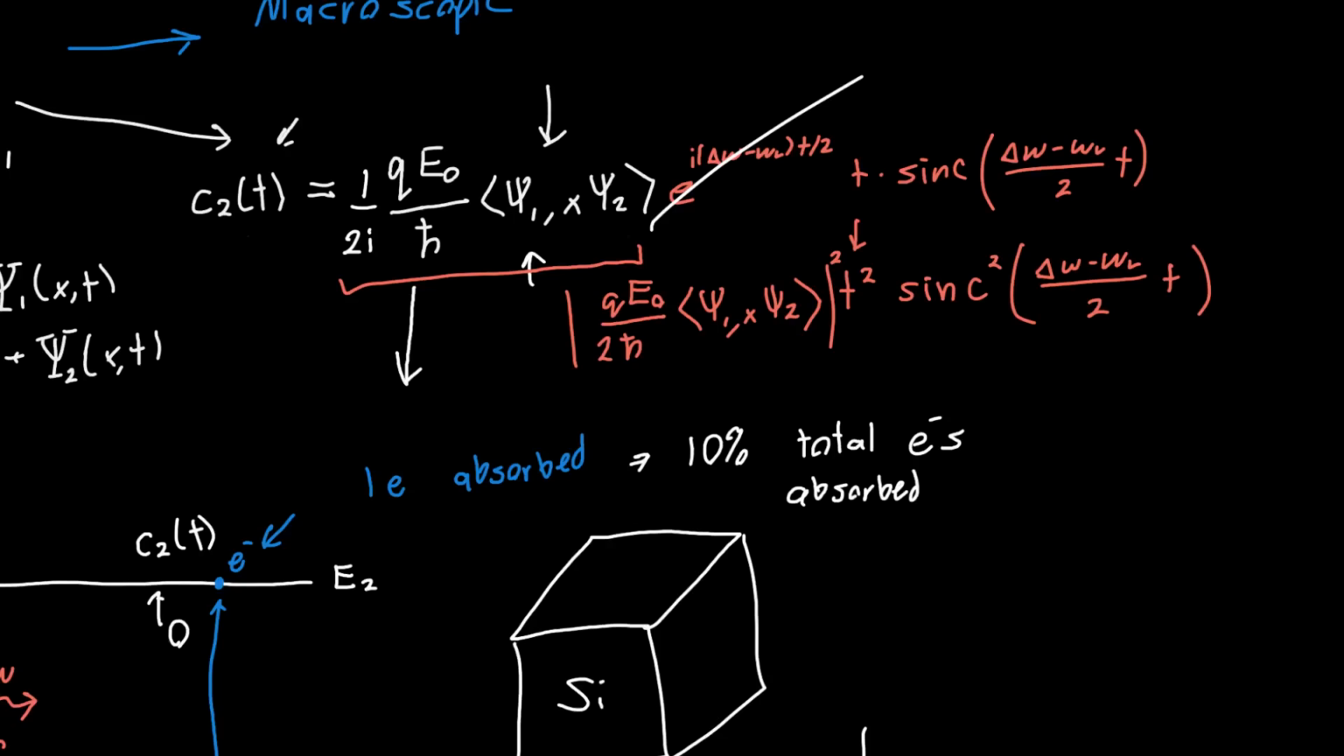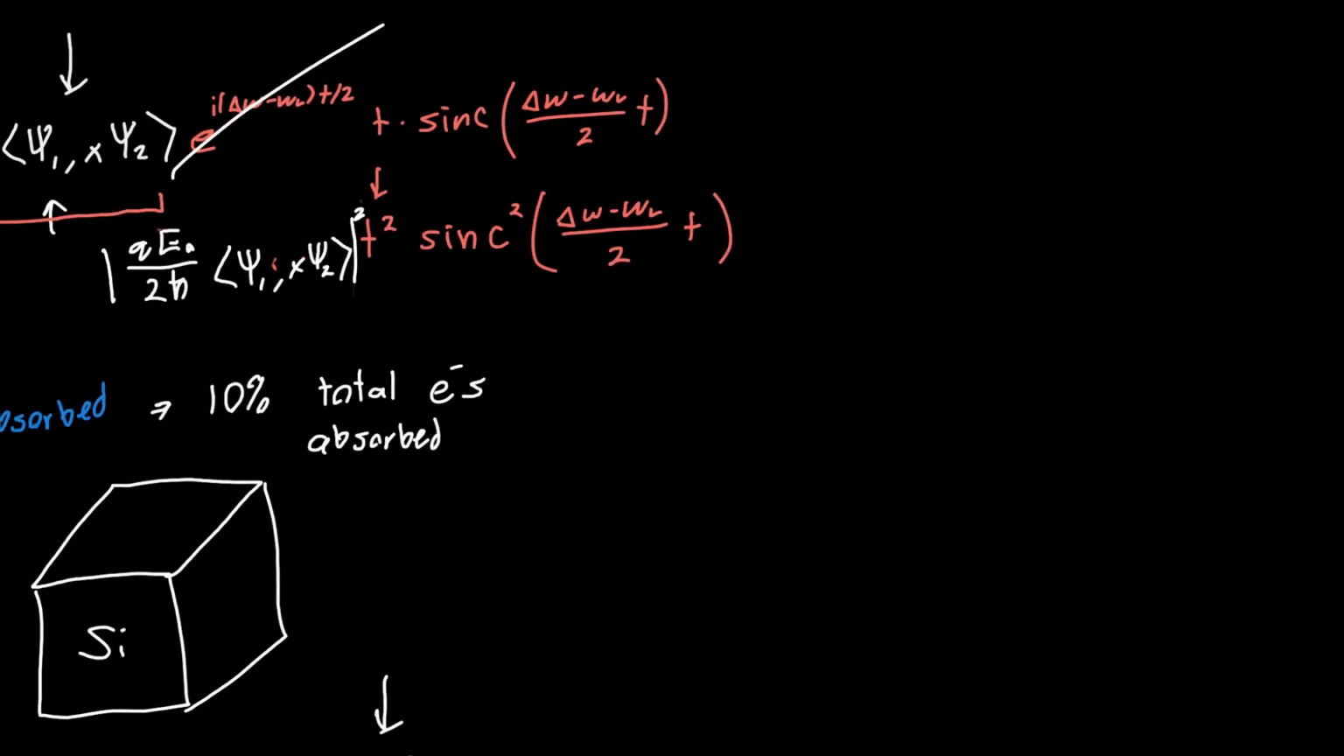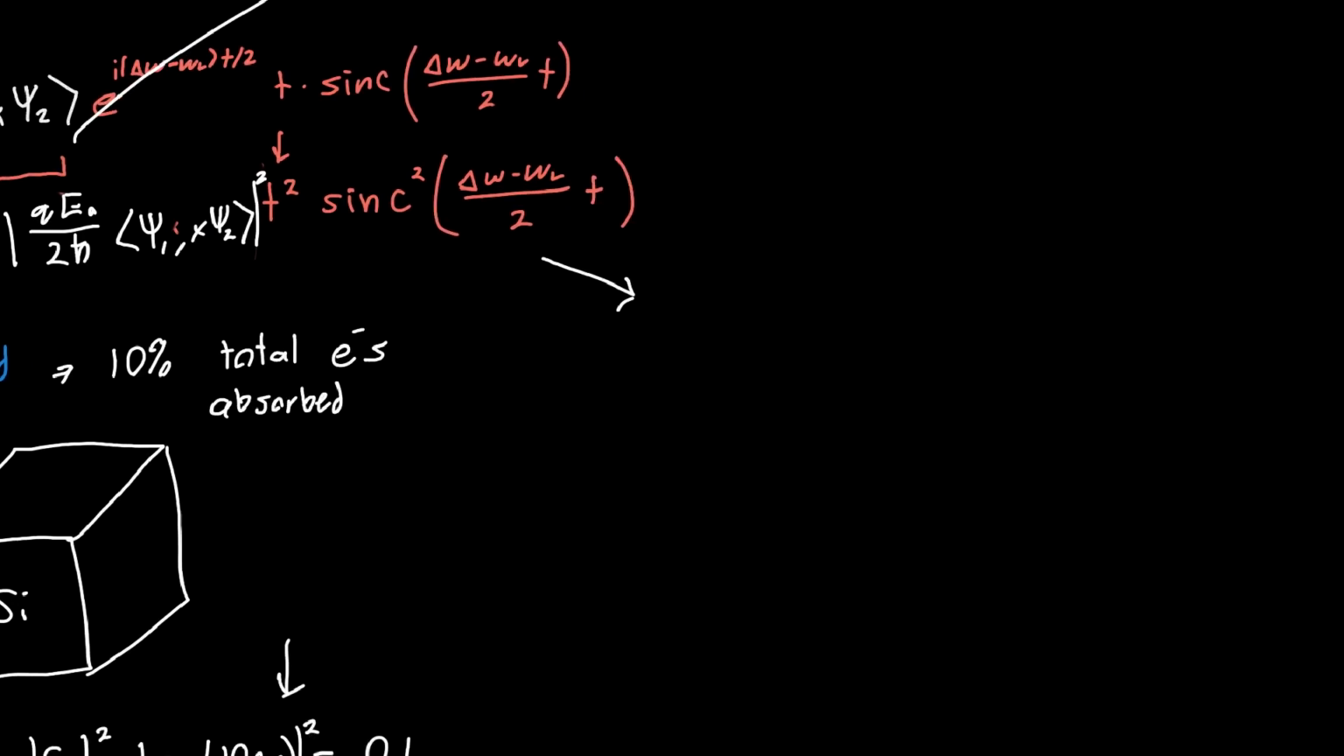And actually, these aren't functions of time. What am I doing? These should be written in white. So q e naught over 2 h bar, psi 1 x psi 2. We're interested in the magnitude of this whole quantity squared. And now we want to take the derivative with respect to time of this expression. But it's kind of ugly. Like, it's not pretty. But I'm going to play another trick.